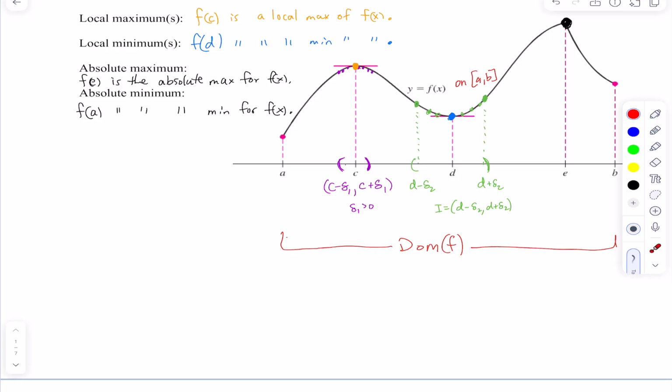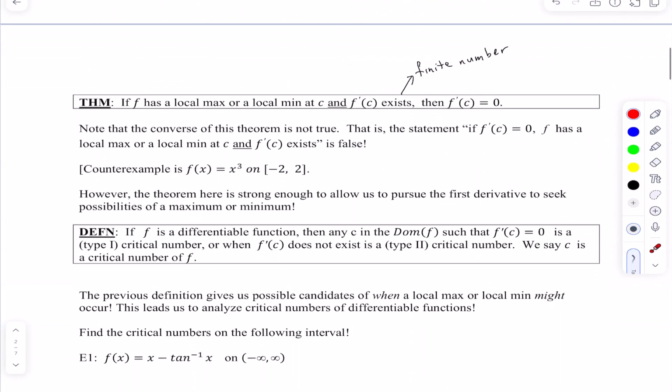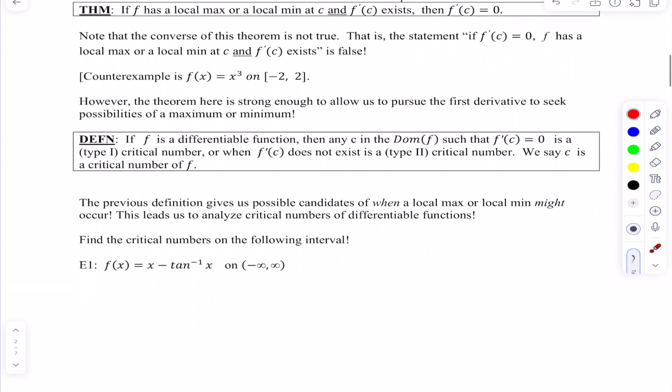Same thing with the local min. Okay, if the function is differentiable and it has a local min, then the derivative evaluated at d must indicate a slope of a tangent line of 0. All right. Now, the converse of this theorem is not true.